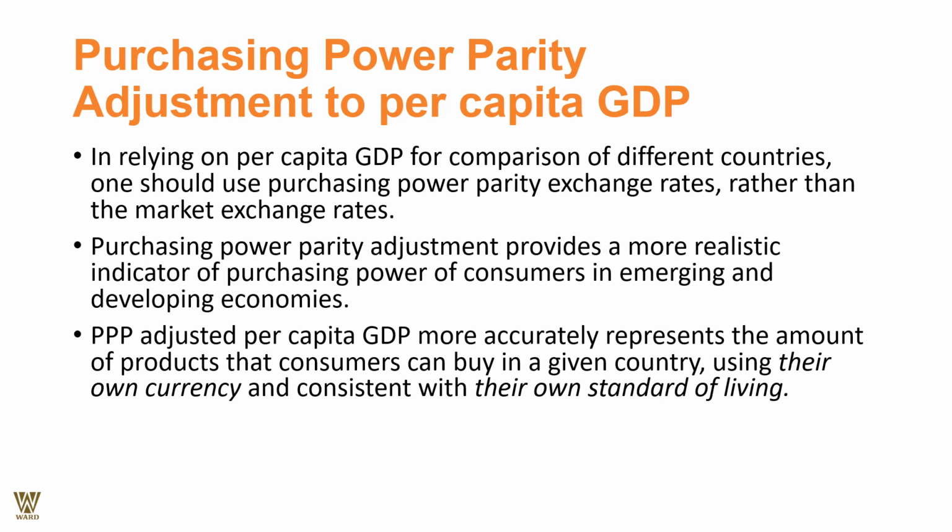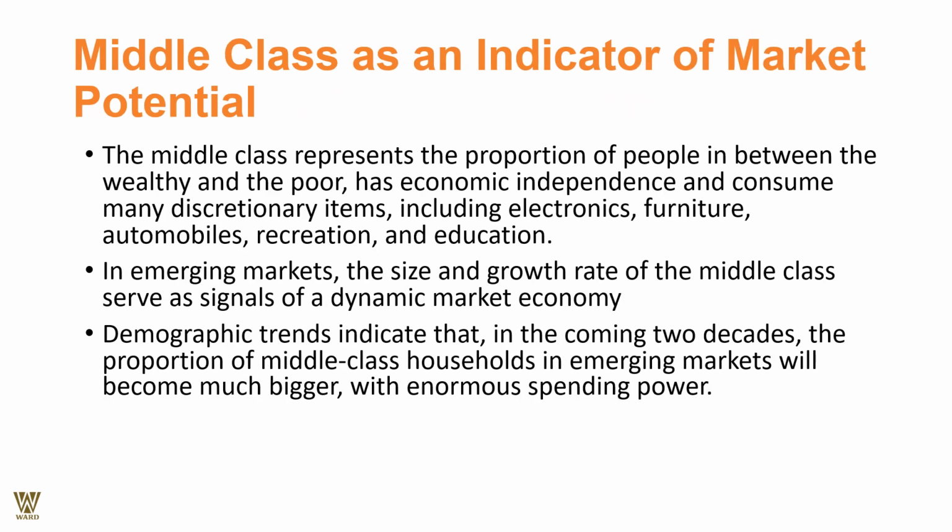Purchasing power parity adjusted per capita GDP more accurately represents the amount of product the consumer can buy in a given country using their own currencies and consistent with their own standard of living, as the case might be.